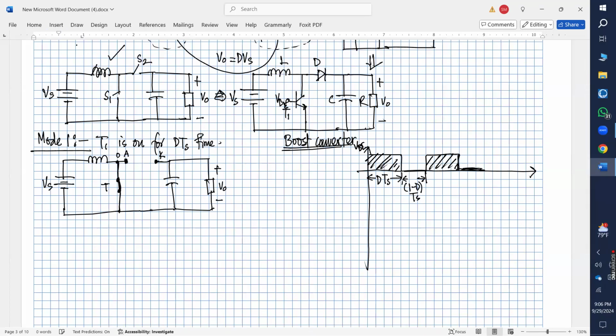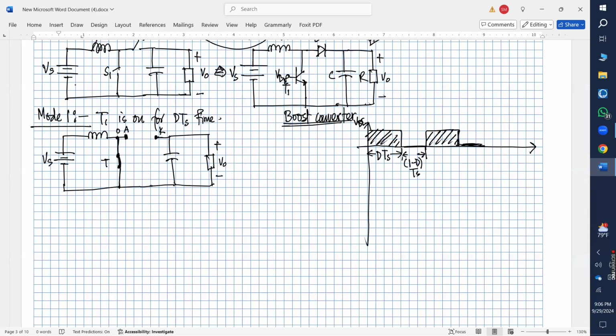So what will happen? Suppose we are considering this voltage to be my VL voltage and the current going in this direction should be my IL. This current here should be my I naught, and this capacitor current should be my IC. So what will happen now? The input voltage will appear across the inductor, right? So your inductor voltage VL would be equal to VS, right? Because this is short circuit.